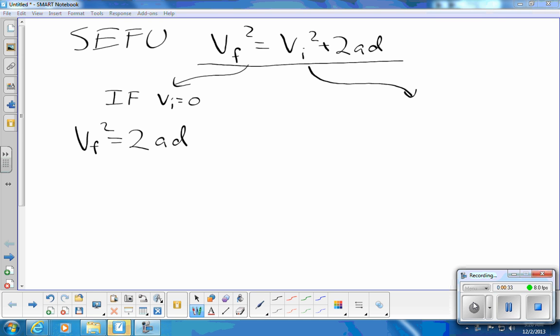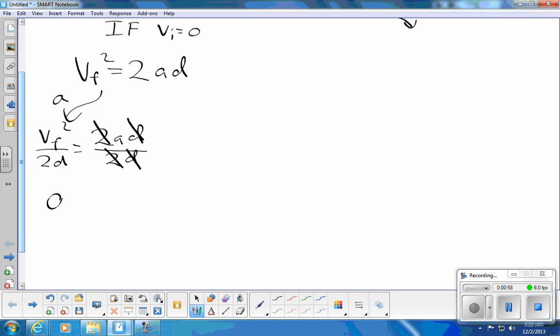And this becomes pretty straightforward to solve. We're going to solve it for a, and to solve it for a, we're going to do that by dividing each side by 2d, because that's what I have extra with the a. So I have Vf squared over 2d equals 2ad divided by 2d. And the 2's cancel and the d's cancel, and I end up with a equals Vf squared over 2d.